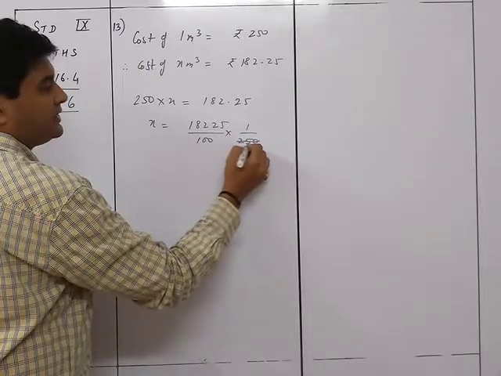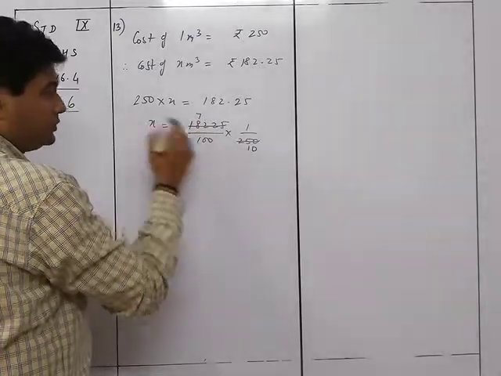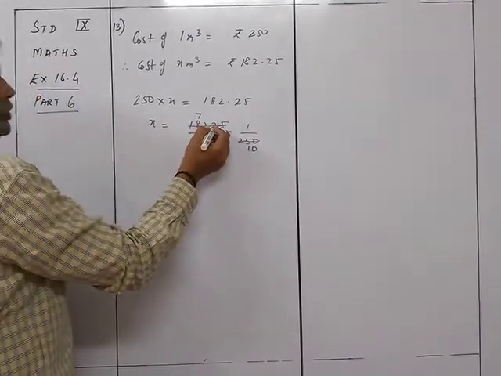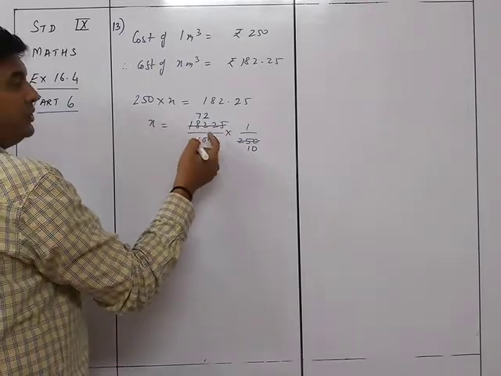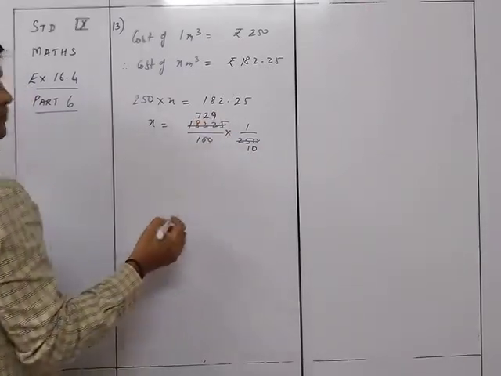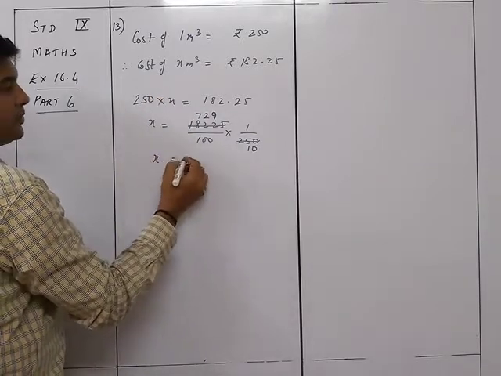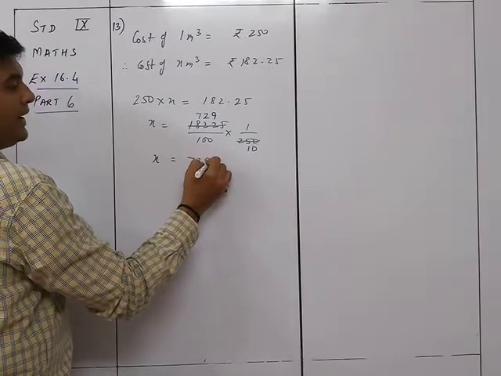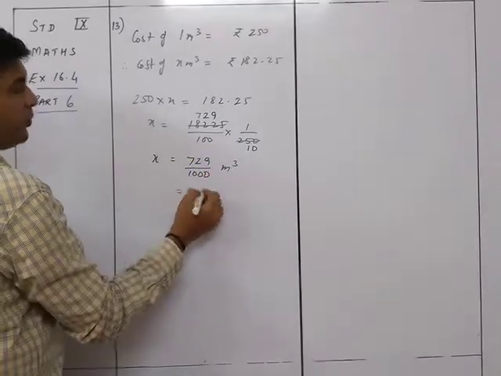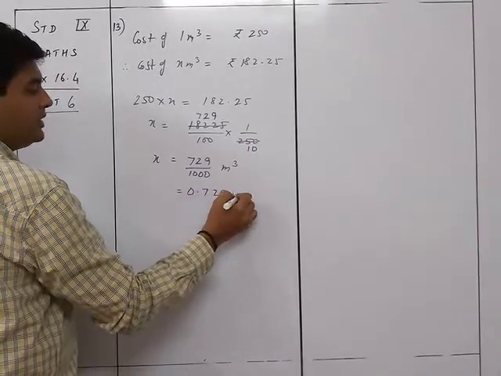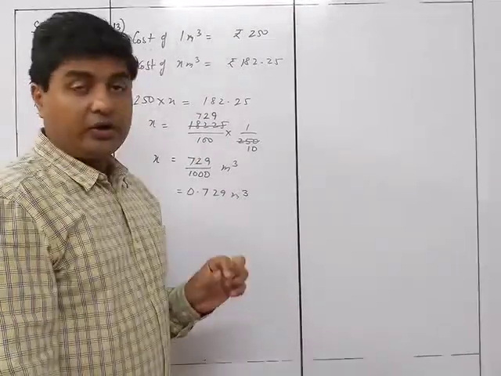25 tens are 250, 25 sevens are 175. So that will be 72 will be again 2s are 50, and then 225 will be 9s. So that is nothing but x is equal to 729 upon 1000 meter cube, or is equal to 0.729 meter cube. So we have got that this is a block of wood, a cubical block of wood.